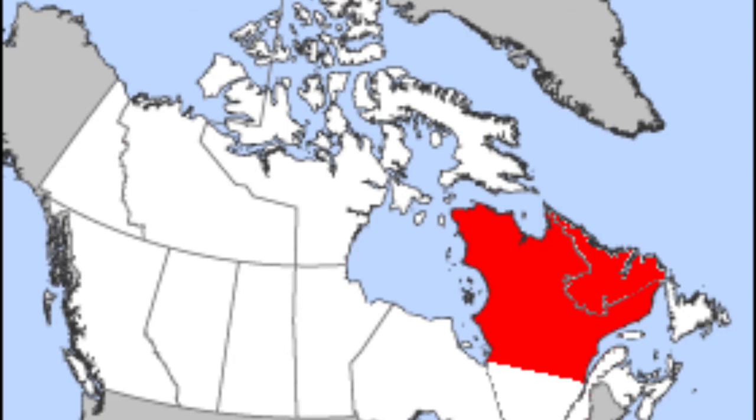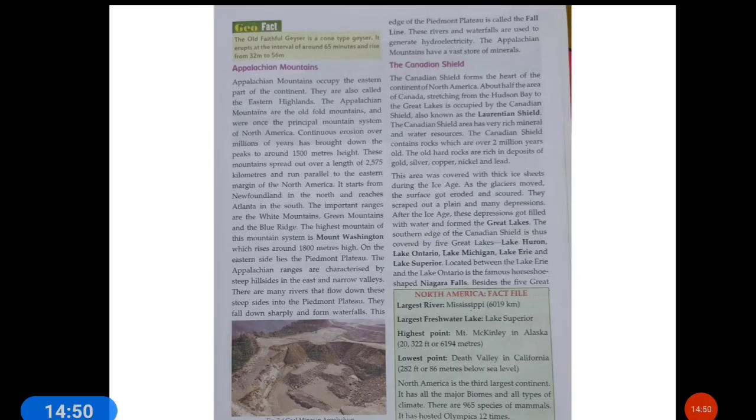This is all about the Canadian Shield. What we have learned is that the Canadian Shield forms the heart of the continent of North America. It covers half of the area of Canada, from Hudson Bay to the Great Lakes, and it is also known as the Laurentian Shield. The rocks found in the Canadian Shield are over 2 million years old, because of which different kinds of mineral deposits can be found here, that is gold, silver, lead, and copper. These valuable minerals are found in this particular physical feature.